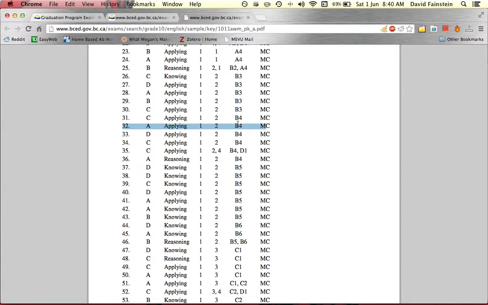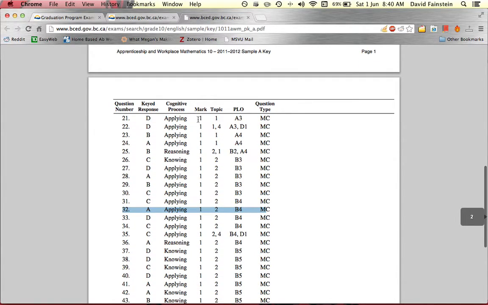And numbers here aren't a big deal. They represent how many marks you receive for it, topics throughout the prescribed learning outcome. The PLOs are the prescribed learning outcomes. That's what you have to learn during the year, or your teacher is mandated to teach you. And it comes under PLO B4.